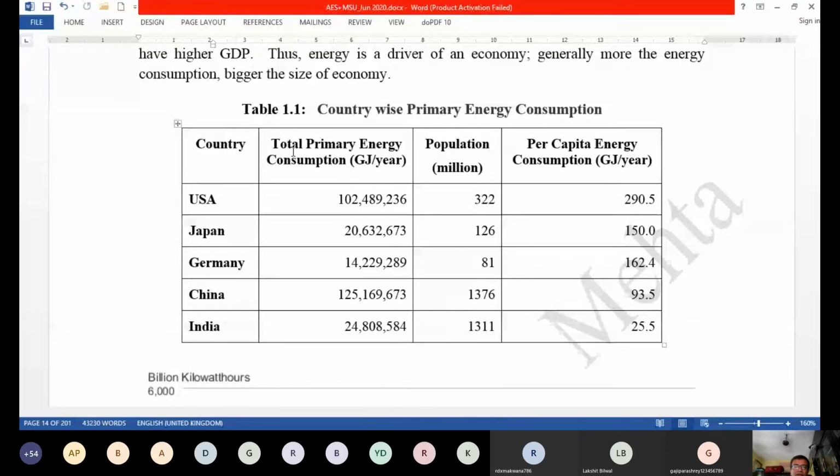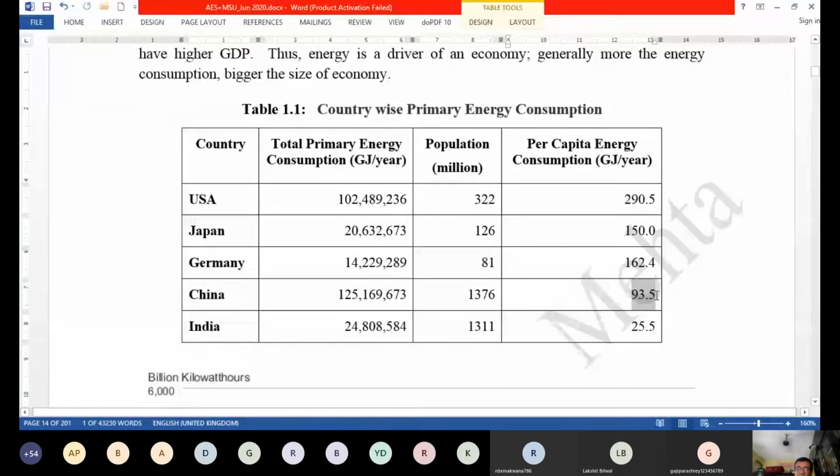But then the population of China is much higher than that of USA. So per capita energy consumption in USA is much higher, even as compared to China, and India is much below. It's just 25.5. So you can see that USA energy consumption is more than per person gigajoule per year. When you say per capita, it is per person. So it's almost 1/10 of this, right?